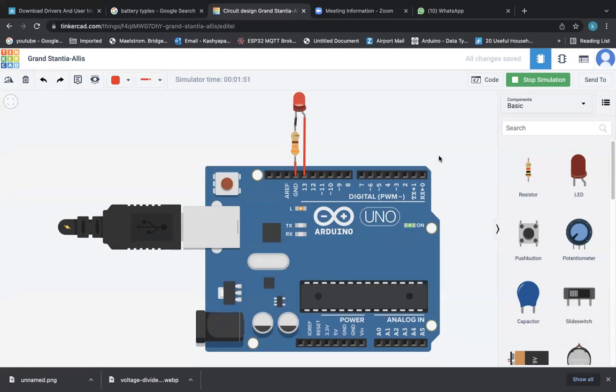Do you understand the problem now? Yes, sir, as soon as we connect to this pin, it lights up. We can't control it. We can't turn it on and off when we want. That is a problem. Is that clear? Yes, sir, clear. Right. Okay.